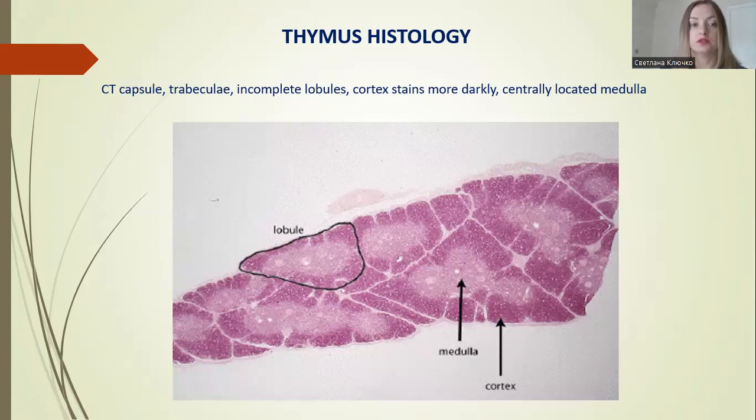Thymus histology. Thymus has stroma and parenchyma. Stroma consists of connective tissue capsule, trabeculae, and trabeculae divide organ into lobules. Each lobule contains cortex, peripheral cortex, and central medulla. Cortex stains more darkly. Centrally located medulla is more lightly.